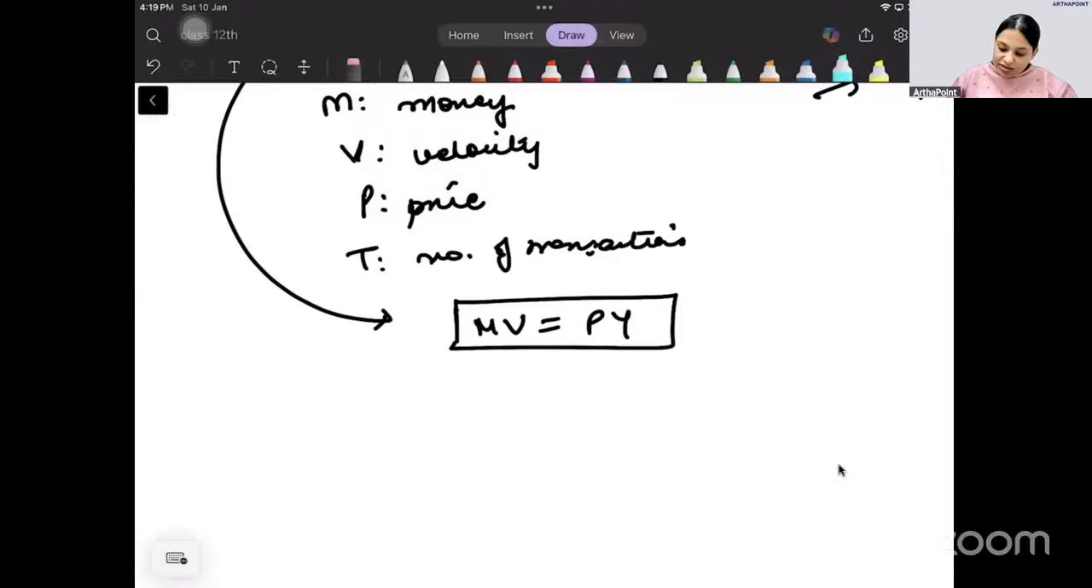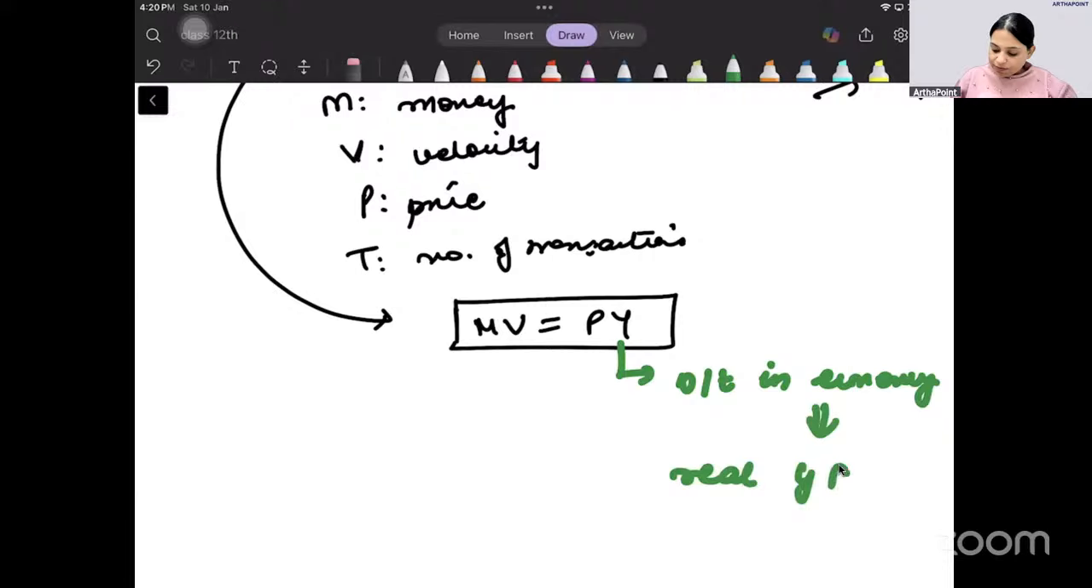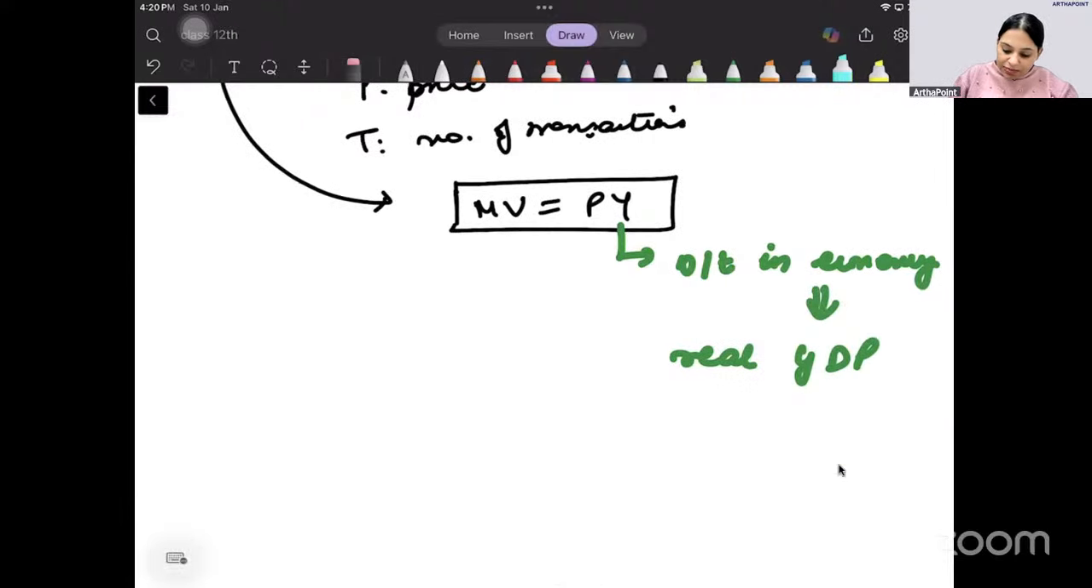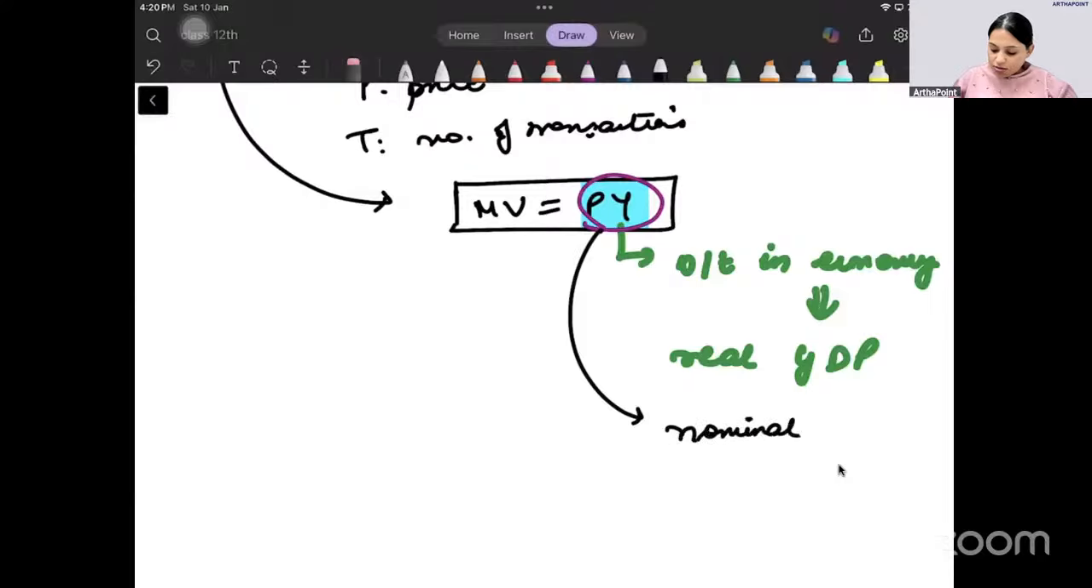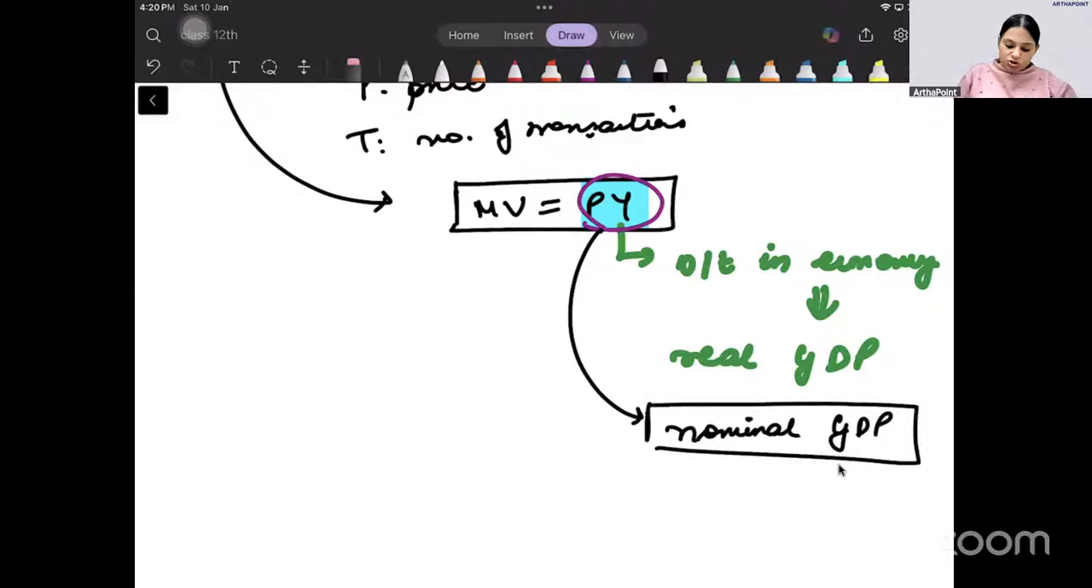And if I see this, तो ये जो Y है, since this is output in economy, इसको हम also we can go ahead and say as real GDP. And when we multiply it with price, जब हमने इसको price से multiply किया, what we get can be called as nominal GDP. ठीक है, so we are saying that money is a function of nominal GDP as well.